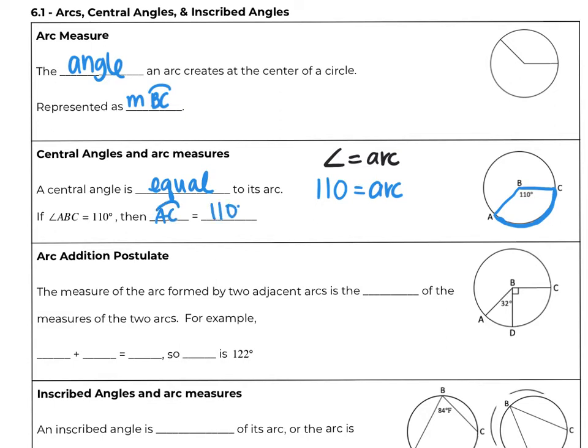So if you have the central angle, it's the same as the arc. Arc angle equals arc, or arc equals angle. Same thing. All right. Arc addition postulate.